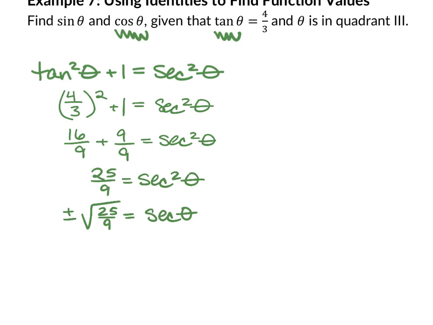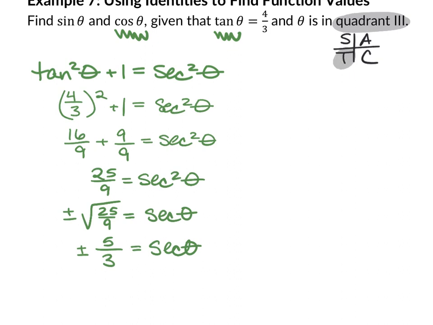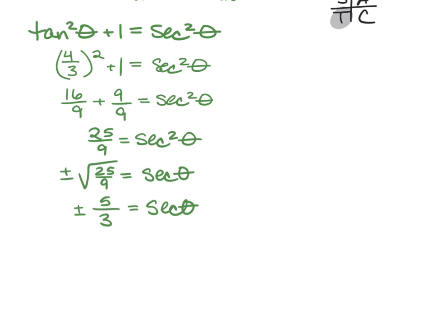Well, what is the square root of 25 over 9? 5 over 3, because I can do square root of the top over square root of the bottom. Oh, we got to decide whether this is going to be positive or negative. How do we know it's going to be negative? Correct. It tells me we're in quadrant 3, which means the only trig functions that should be positive are tangent and its reciprocal. So cosine, which is what we're looking for, or secant, should be the negative version. So based on the fact that this is in quadrant 3, we know that this is negative 5/3 for secant of theta.